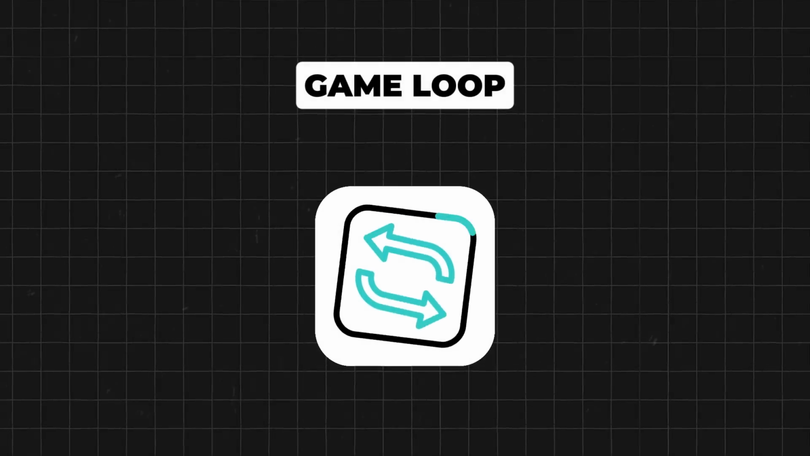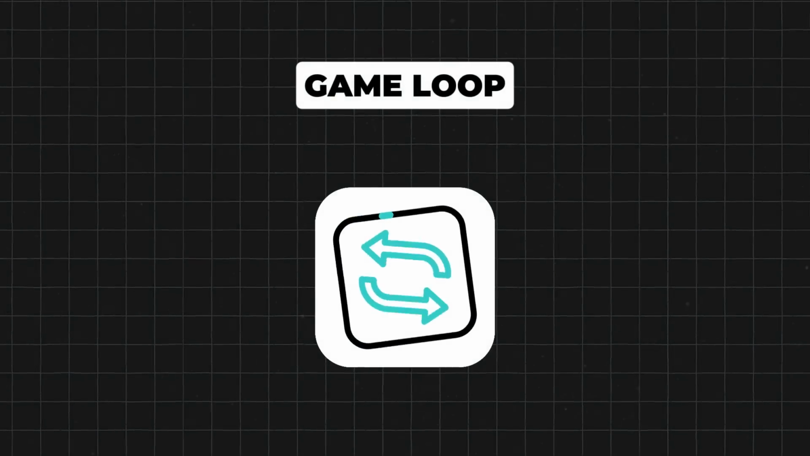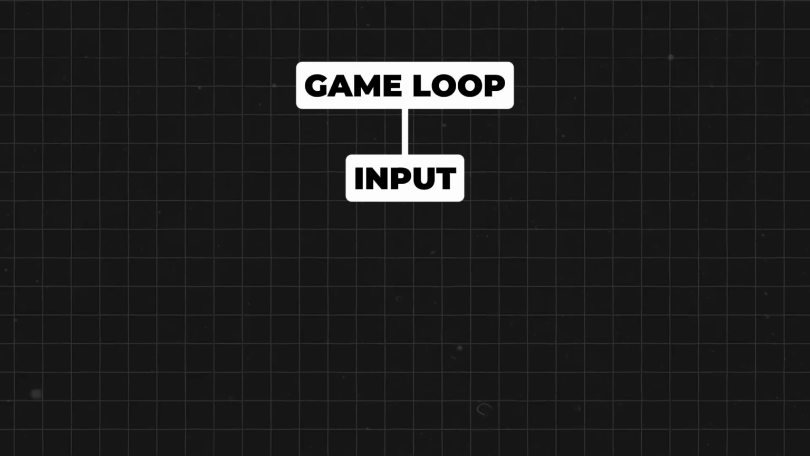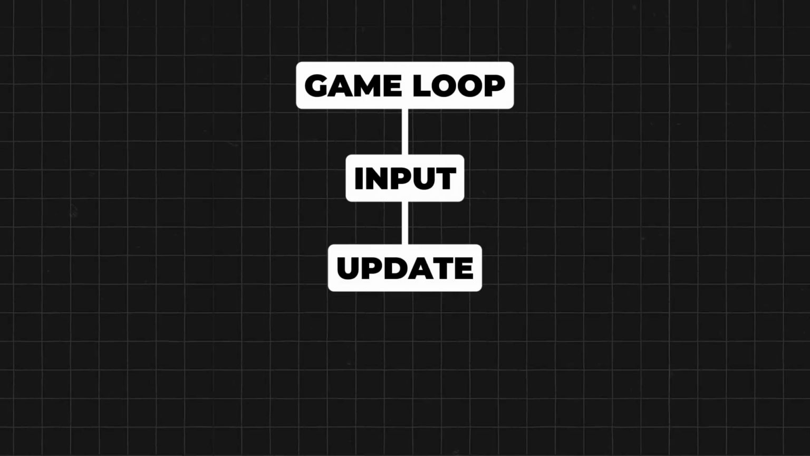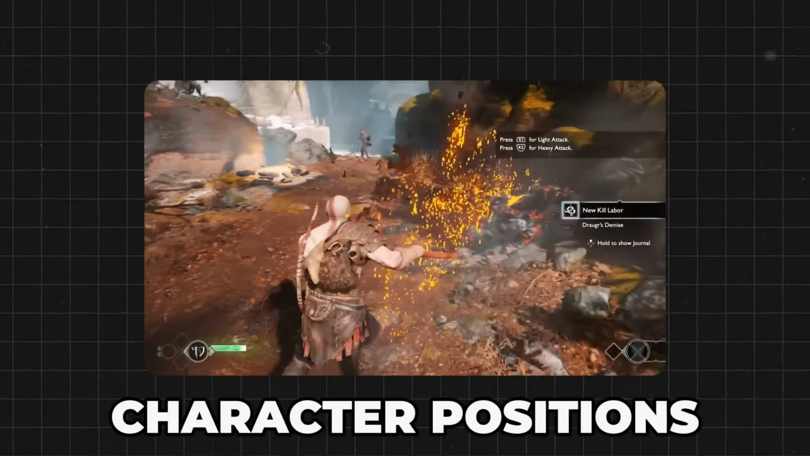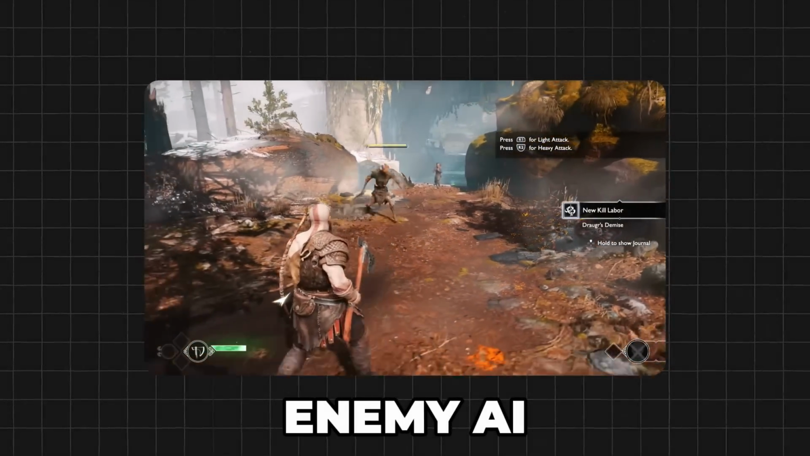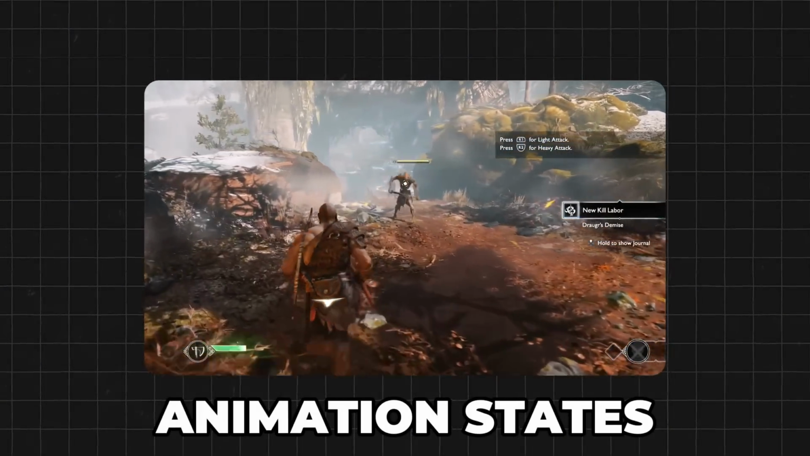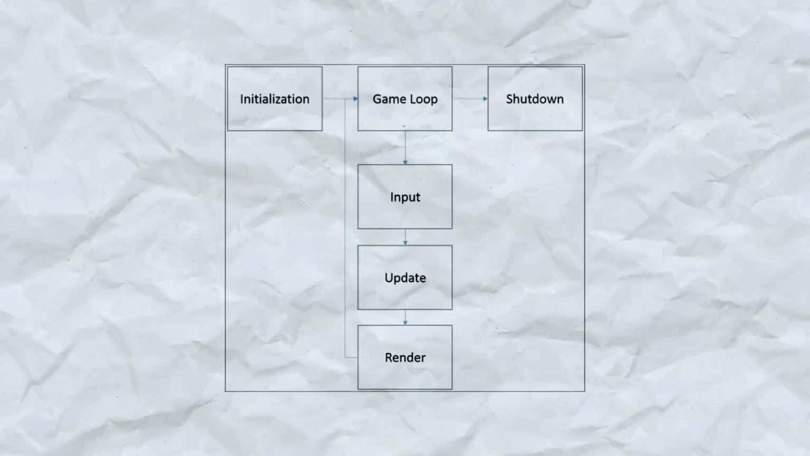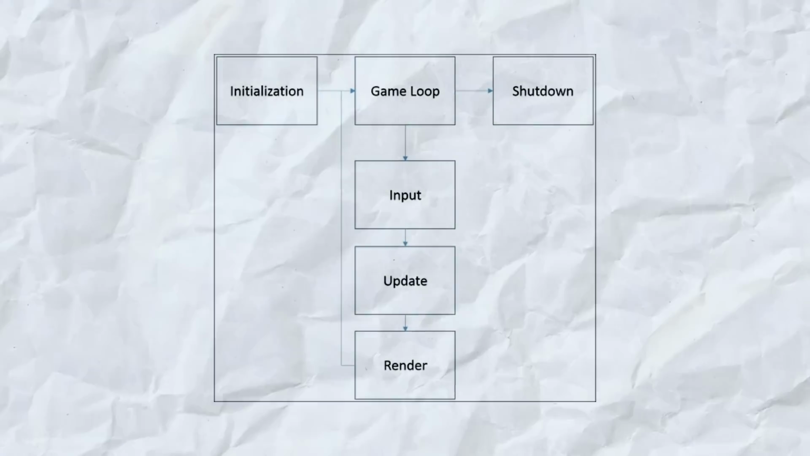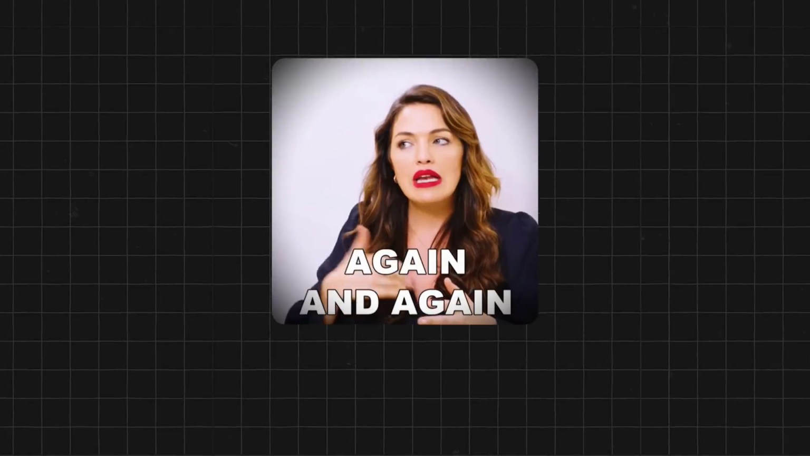Each time it runs, it follows the same cycle. First, it checks for input. Did the player press a button or move the joystick? Then it updates the game world. This includes physics, character positions, enemy AI, animation states, and more. Finally, it renders a new frame to the screen, so it reads input, updates, and renders. Then it does it again and again.